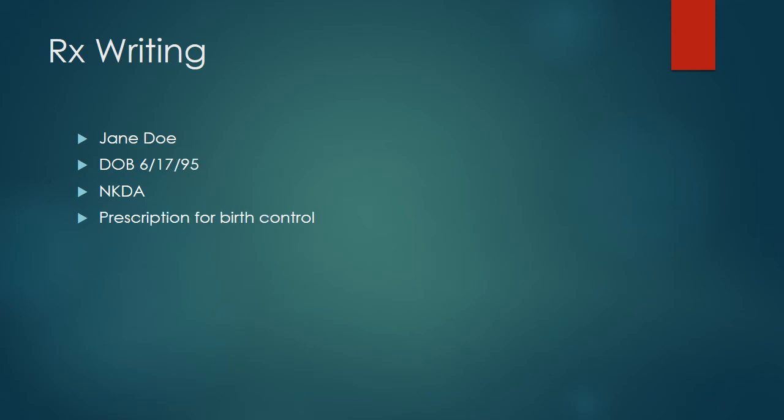Okay, Jane Doe, she wants to pick up her script for birth control. Yes, John Doe's wife. It could be his sister, it could be his mom, for all you know, who knows? That would actually be a very odd relationship. She's a time traveler. Okay, so anything different for this script?